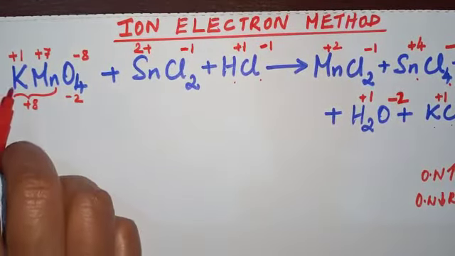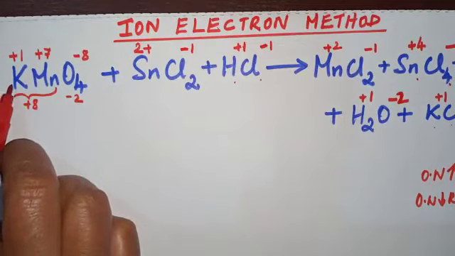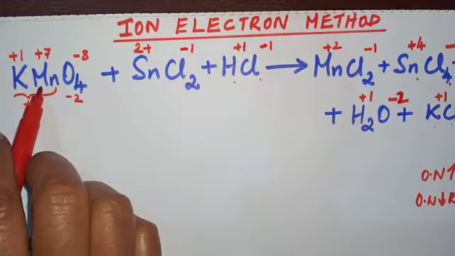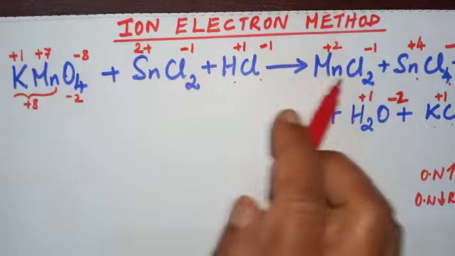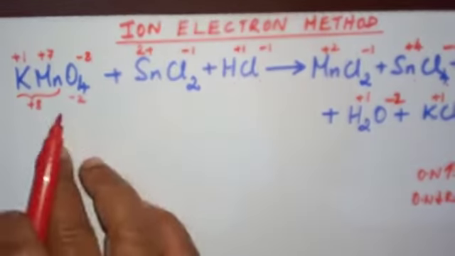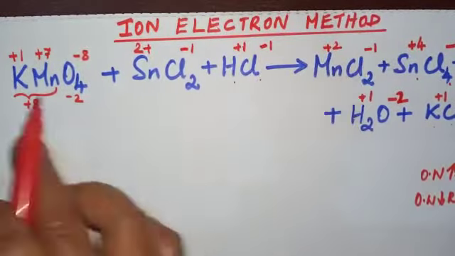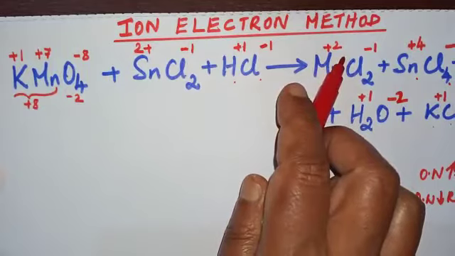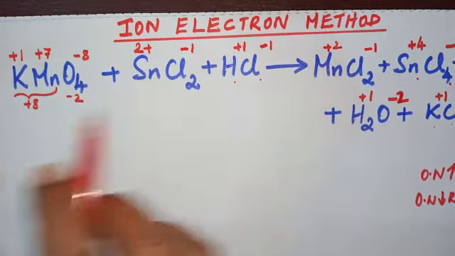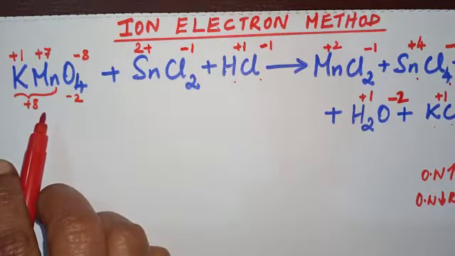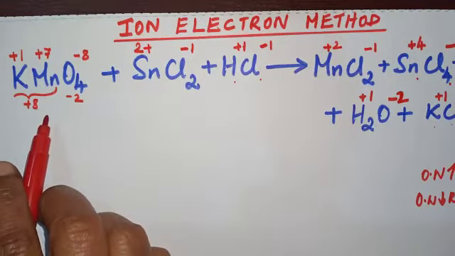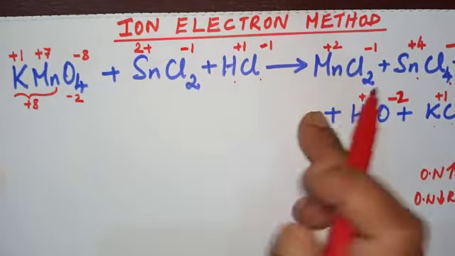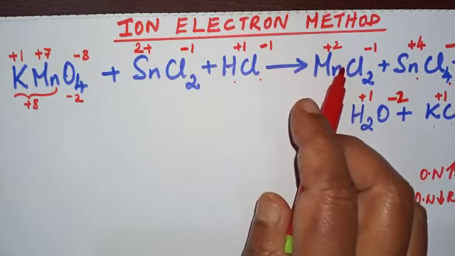Here for potassium it is K +1, whereas on the right hand side also it is K +1. No change in that. For manganese, you can see here it is +7, whereas on the right hand side it is +2. So there is a change in the oxidation number, right? The oxidation number decreased from +7 to +2, understood? So it is decreasing by 5. So here a reduction reaction takes place. Manganese with the +7 oxidation state is getting reduced to manganese of +2 oxidation state.